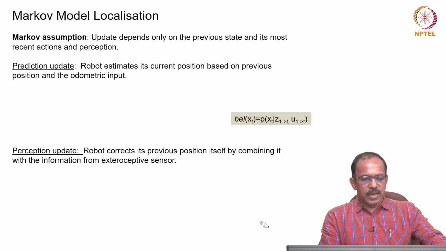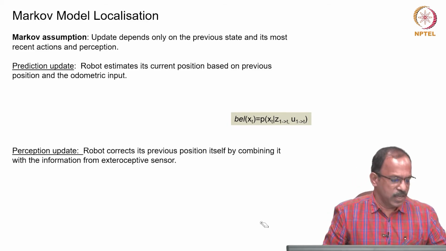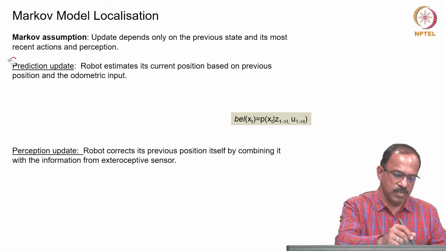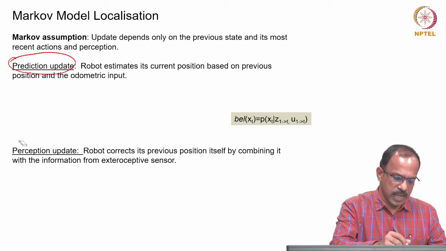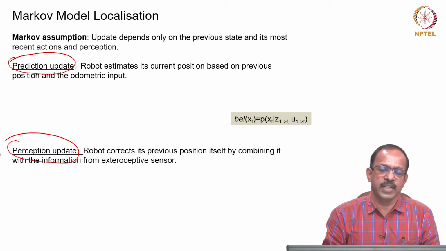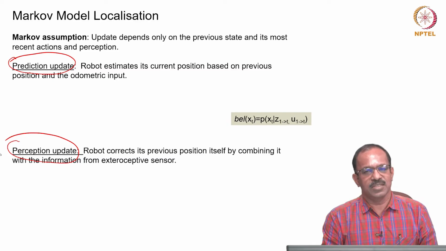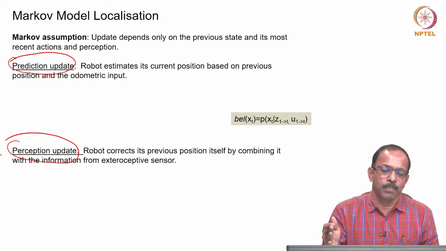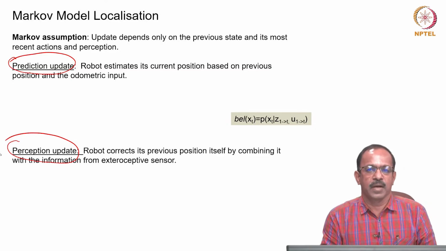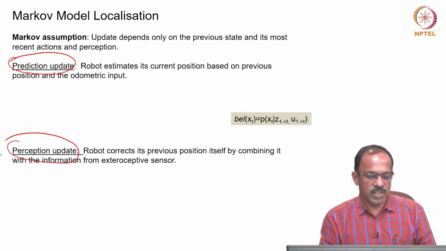So, let me take an example of Markov model localization. We do this Markov localization based on two steps. As I mentioned, we will be having a prediction update and then a perception update. The prediction update is basically to get the belief bar xt, that is the belief state of the robot before getting the sensor input. That is the prediction update.